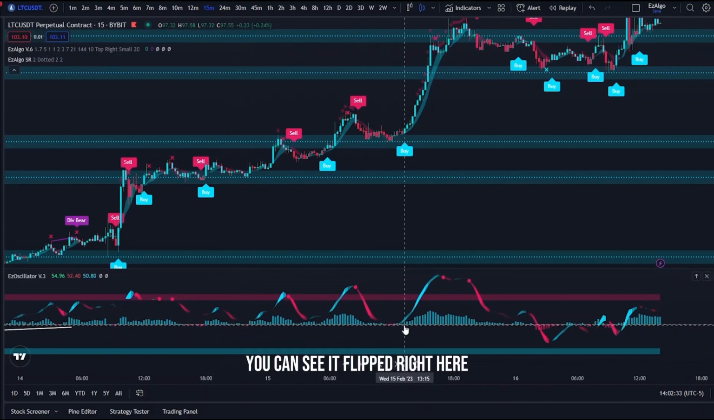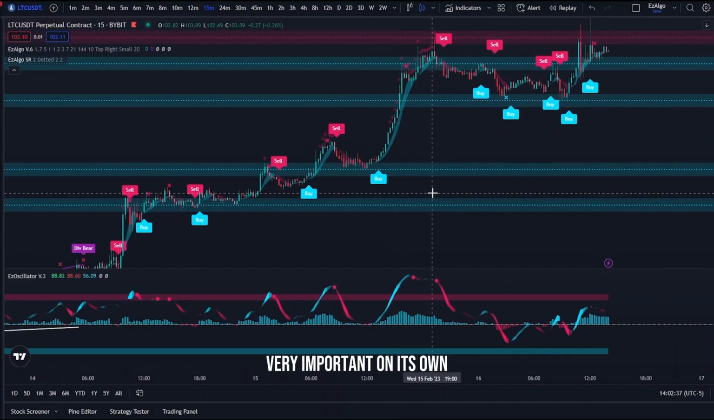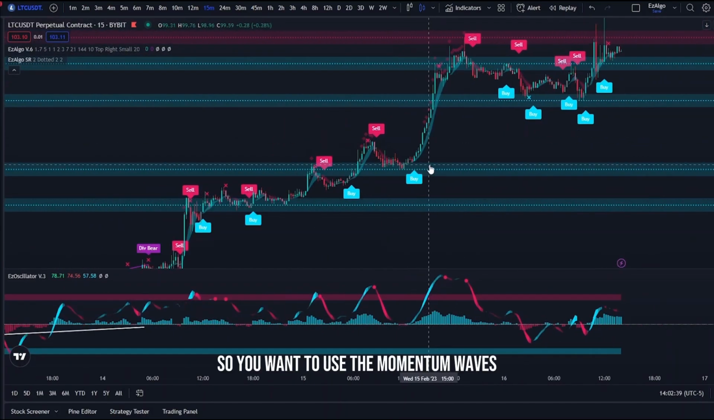You can see it flipped right here again with the wave trend flip, price goes up. So this is very, very important on its own. So you want to use the momentum waves in confluence with the volume to use Easy Oscillator to the highest of its capabilities.